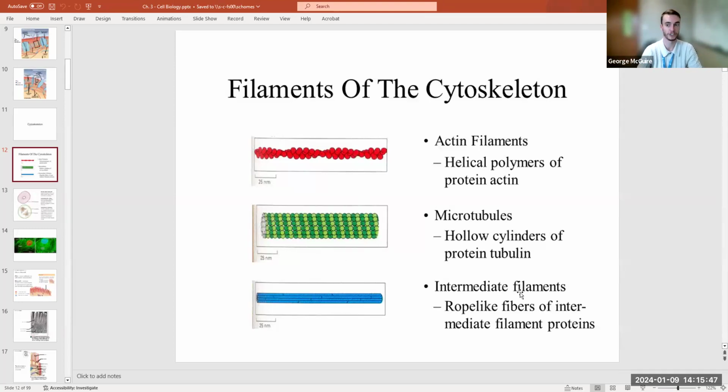And then lastly, we have our intermediate filaments. These are the most structurally stable of our protein filaments here. These are what make up a lot of the larger protein filaments like collagen, which is a major part of our bone.